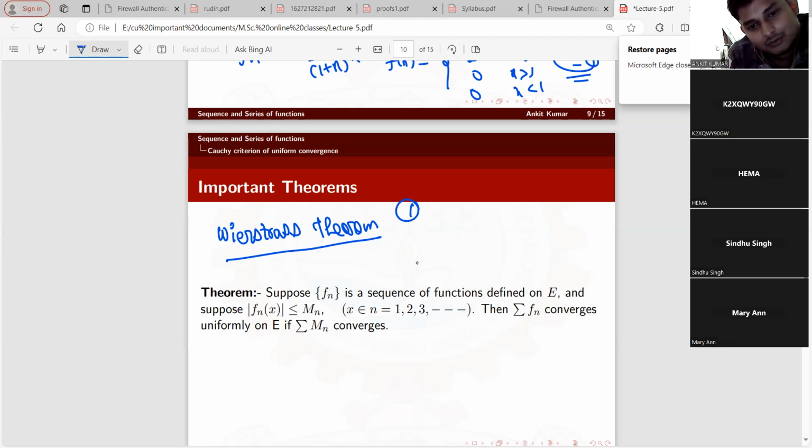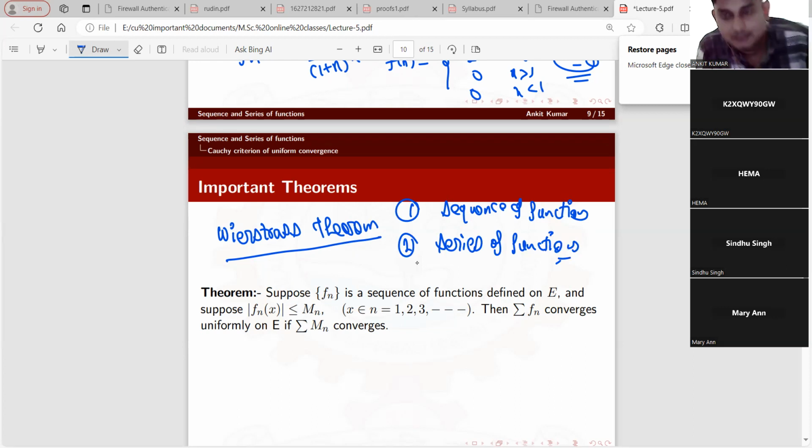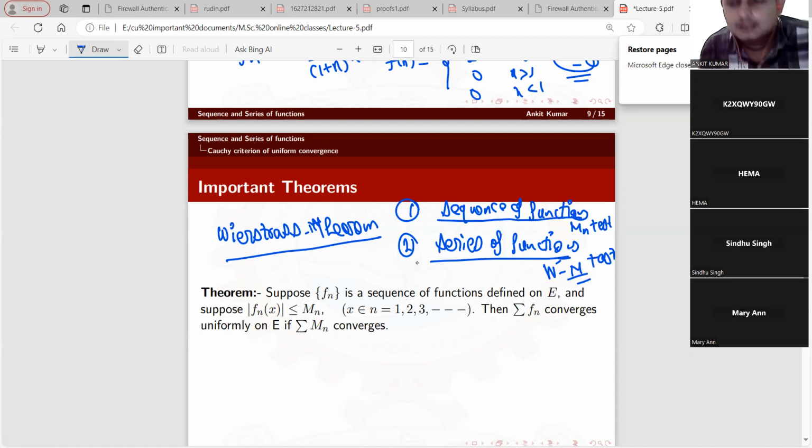Basically we discuss two types of concepts: sequence of functions and series of functions. For sequence of functions we use the M_n test, and for series of functions we use the Weierstrass M test.